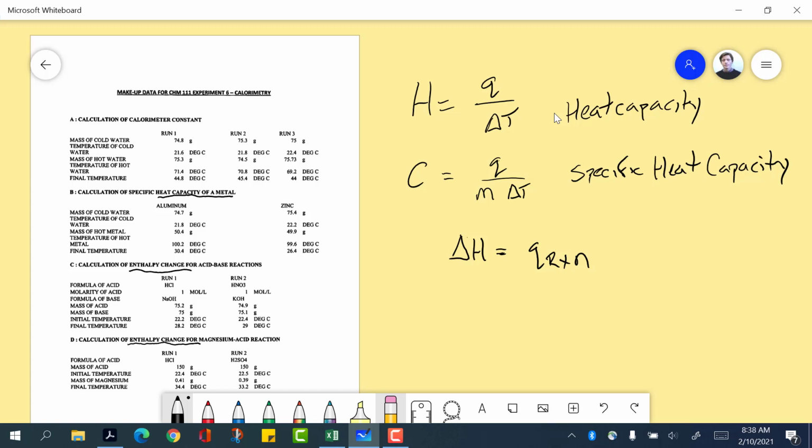What we're going to do is compare the specific heat capacity of the metal, that physical process, to the handbook value and see how close we get. We're going to calculate the enthalpy change for an acid-base reaction, compare that to the handbook value and see how close it is. And also for the metal acid reaction, we'll see how close our experimental values correspond with the handbook value.